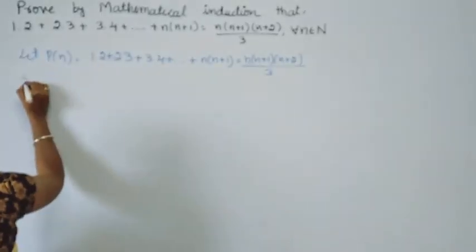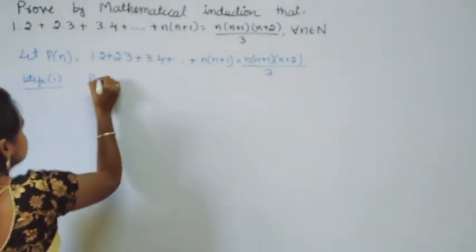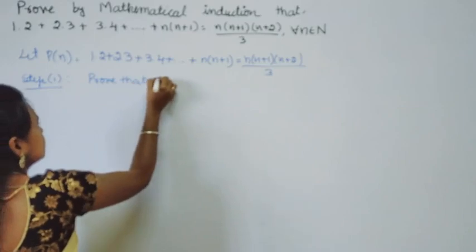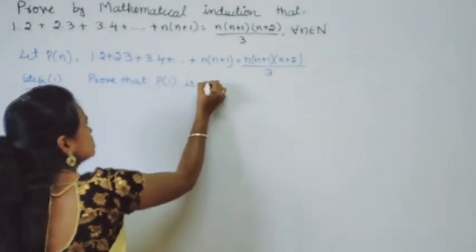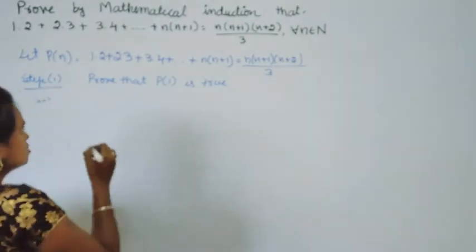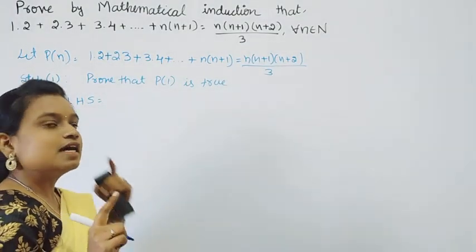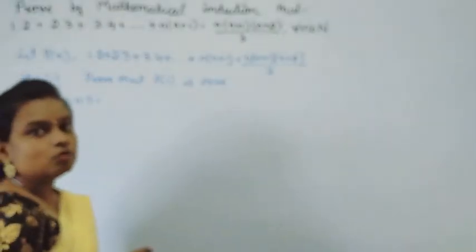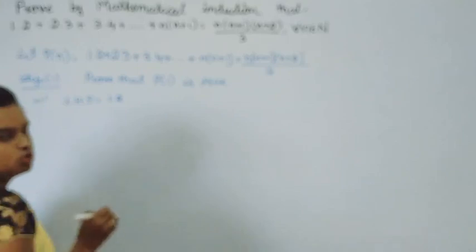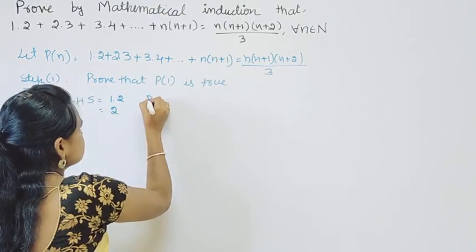Then step 1. What is step 1? Prove that P of 1 is true. For that, n is equal to 1. So what does LHS become? Consider the first term only, because here we take n as 1. The first term is 1 into 2, so 1 2s are 2. This is our LHS. Then what is our RHS?